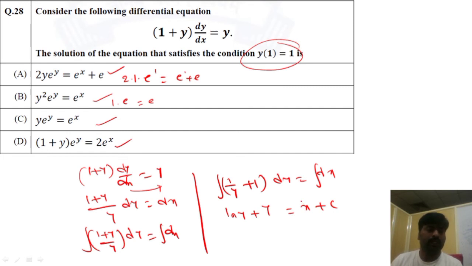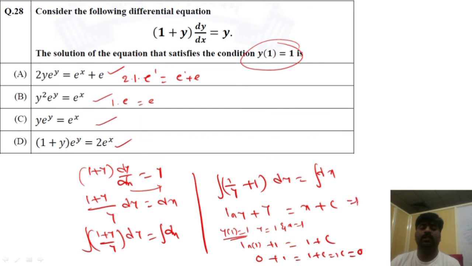Now if I substitute the given condition y(1) = 1 here, put y = 1 and x = 1: ln 1 + 1 = 1 + c. ln 1 is 0, so 1 = 1 + c, which means c = 0. So replacing c = 0 here, ln y + y = x.